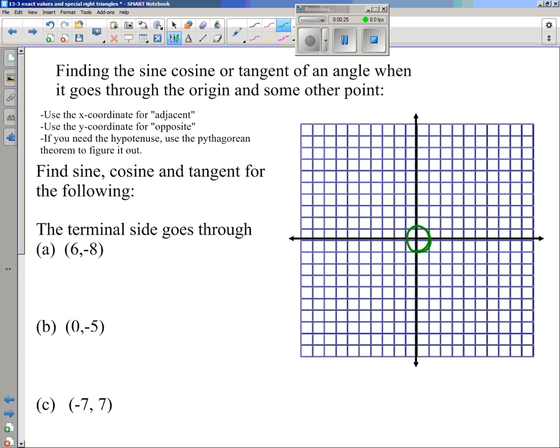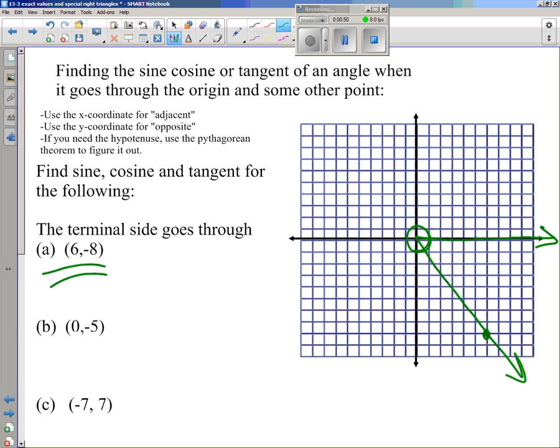But if we are given information about where the terminal side is headed, right? So for instance, if you look at A, it's saying that the terminal side is going 6 over, so 1, 2, 3, 4, 5, 6, and 8 down, right there. So that would be the terminal side by doing that. Okay, so here would be our angle.